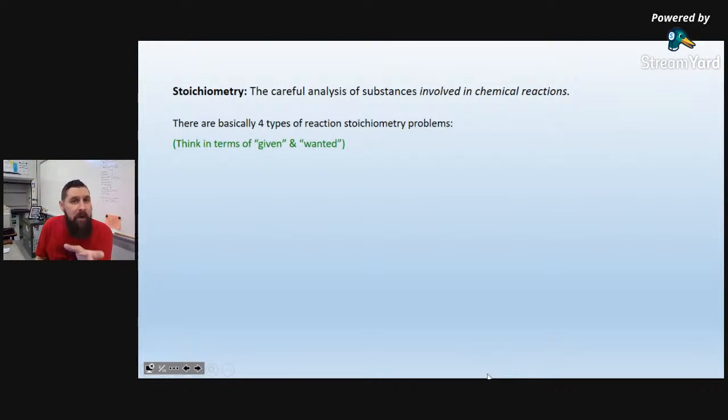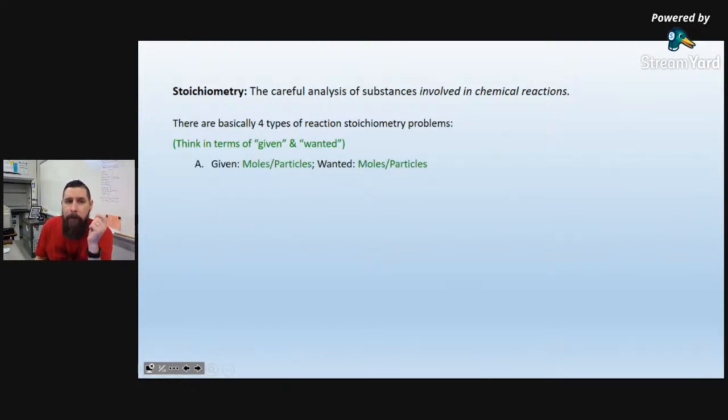But if you already know how to do simple conversions of grams to moles, moles to particles, etc., then you're in good shape, because all stoichiometry is the incorporation of those concepts with a balanced equation so we can go from one substance to a different substance. So in going from one substance to a different substance, again, four basic types that you're going to run into.